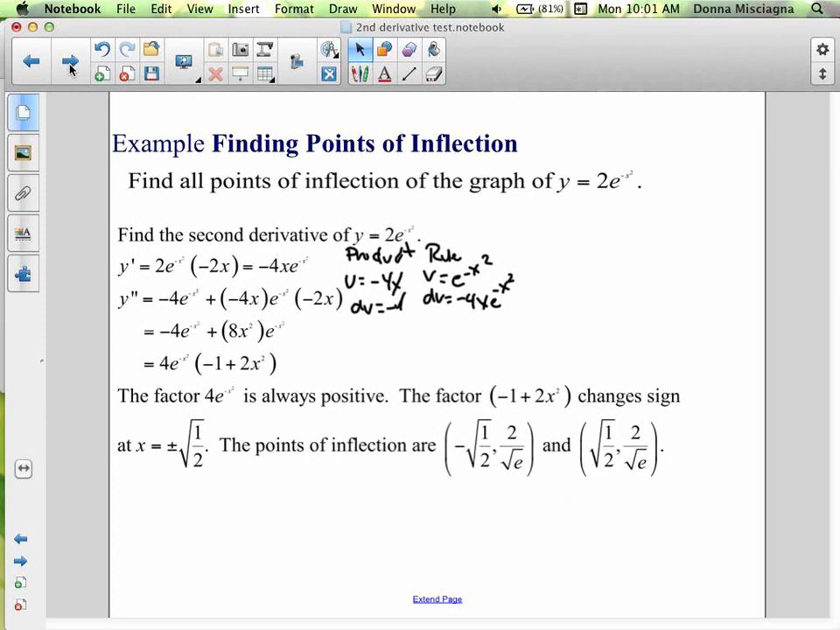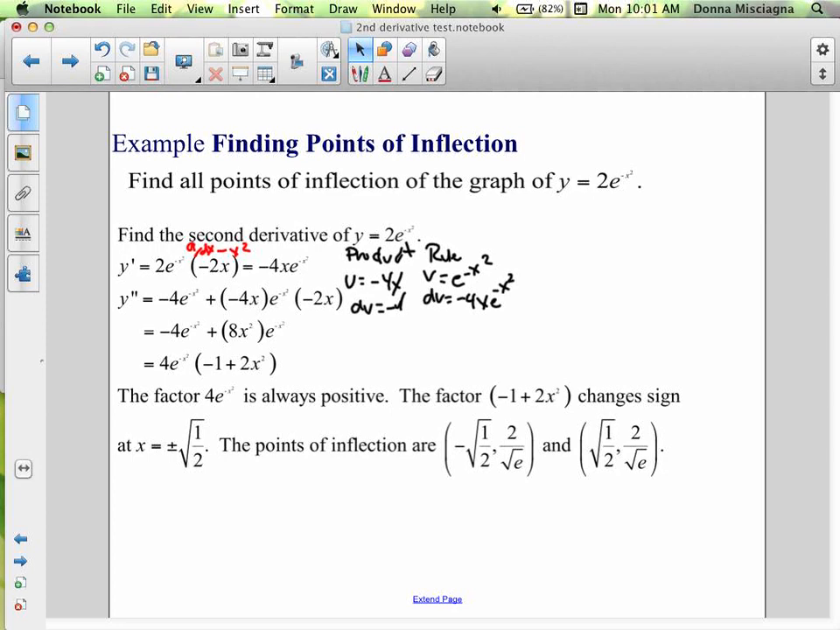So we're going to find all points of inflection on the graph of y equals 2e to the negative x squared. All right, so we have to first find the derivative. The first derivative, we would just take 2e to the negative x squared, an exact copy, times the derivative of the negative x squared. That would be negative 2x. So our first derivative is 2e to the negative x squared times negative 2x. We can multiply the 2's together, and move the x in front of the e. So we have negative 4x e to the negative x squared.